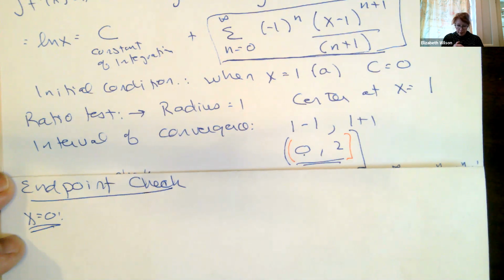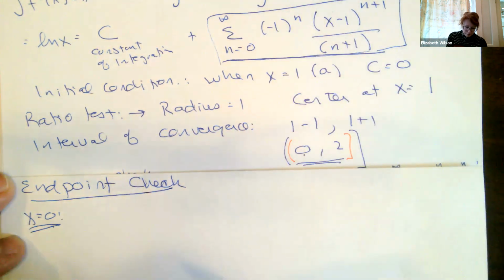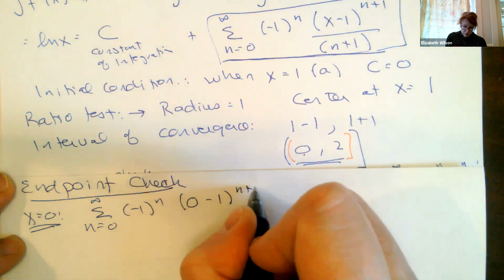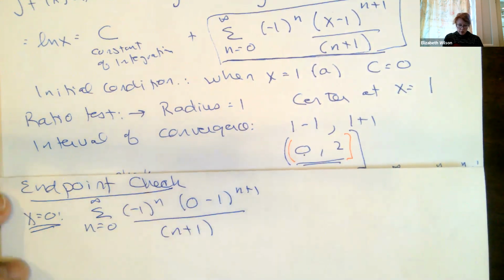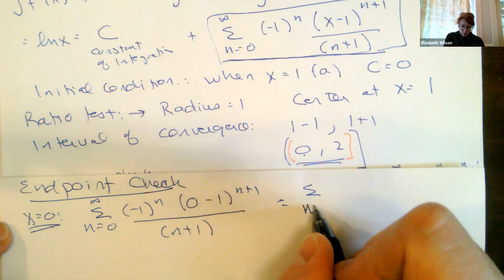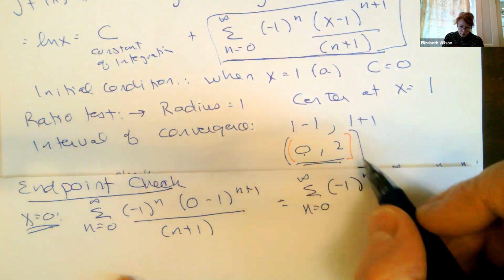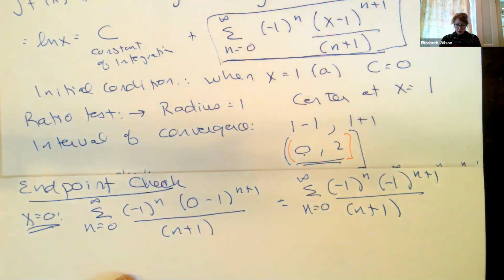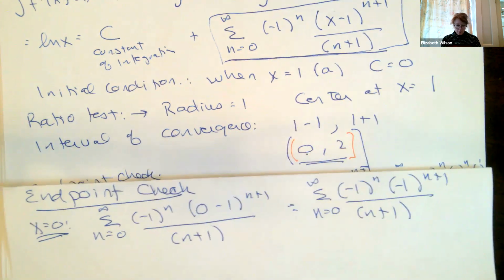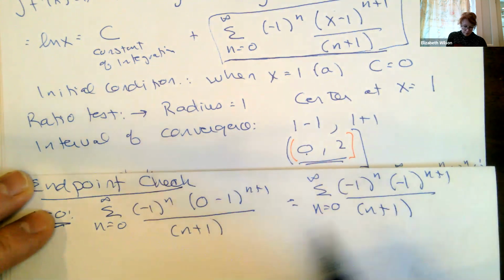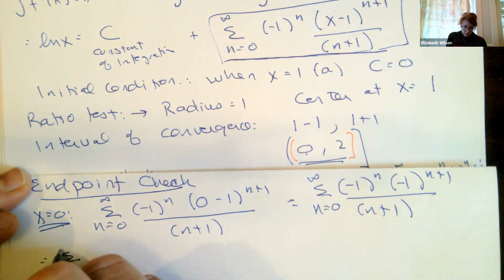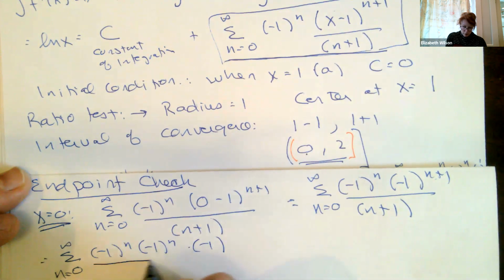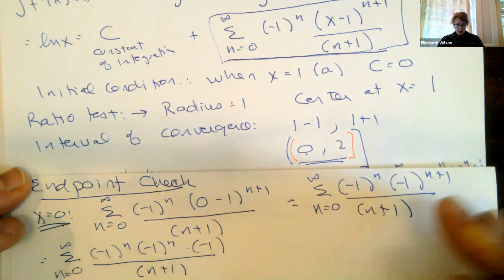With x equals 0, everywhere I see an x in my power series, I'm going to substitute in 0. So we get the sum of (-1)^n times (0-1)^(n+1) all over n+1. What do we get when we simplify this? This is the sum from n equals 0 of (-1)^n, and I have (-1)^(n+1) all over n+1. So this is like saying (-1)^n from before, and I have (-1)^n from here times a negative 1, all over n+1. These cancel each other, negative times negative.